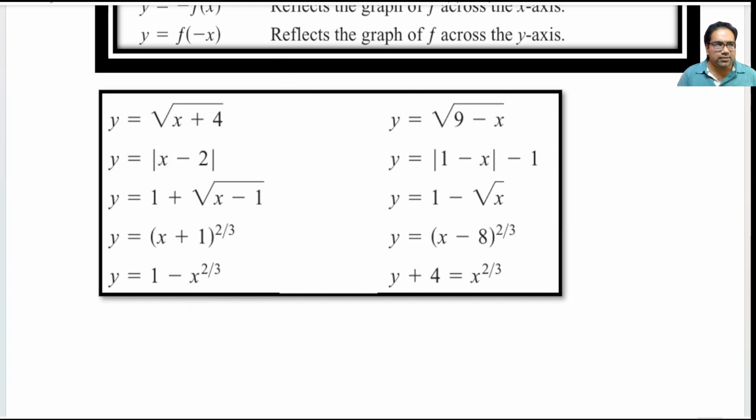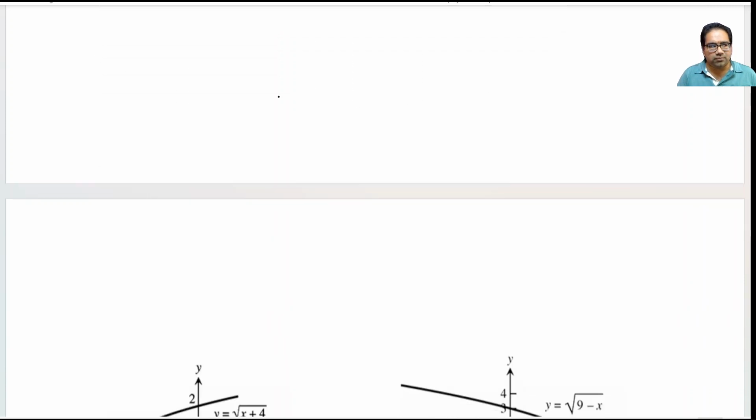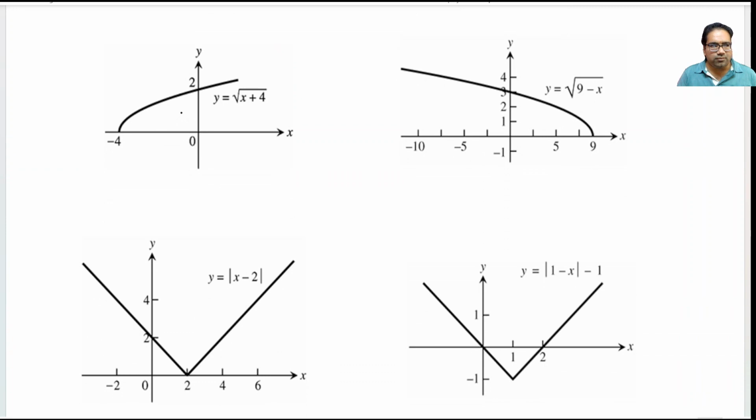We start with root x, and f of x is root x. f of x plus 4 is root of x plus 4. Right, so it is something like this. This is root x and root of x plus 4. f of x plus 4 is shifting this graph 4 units to the left. So that's why this is the graph.